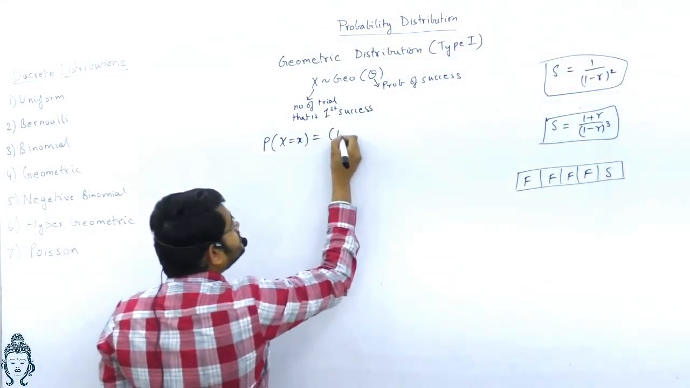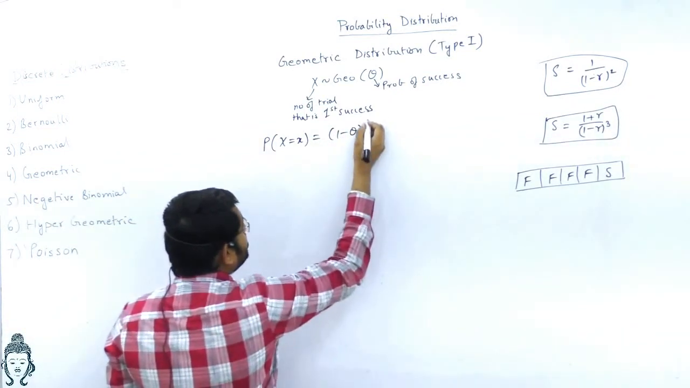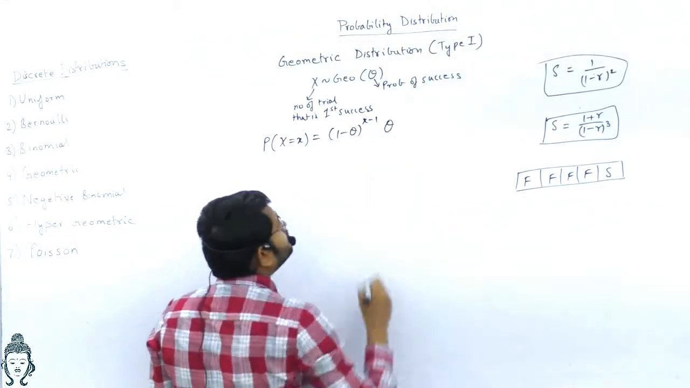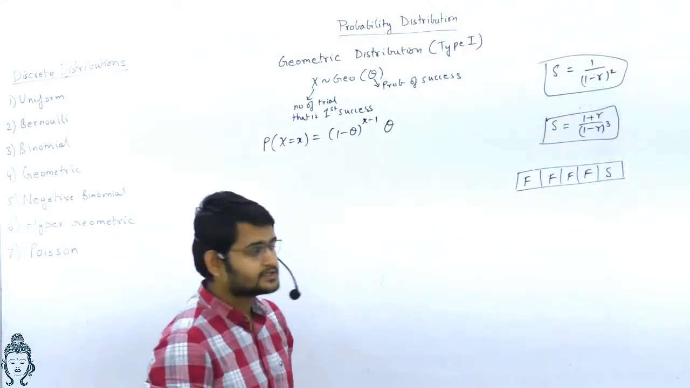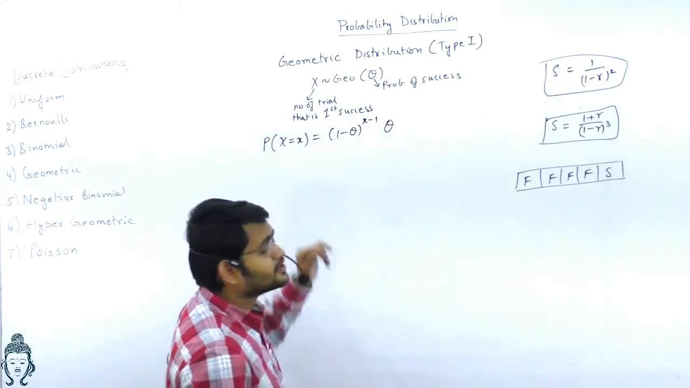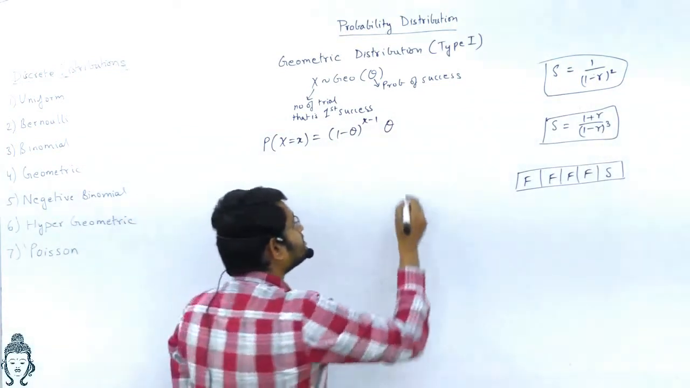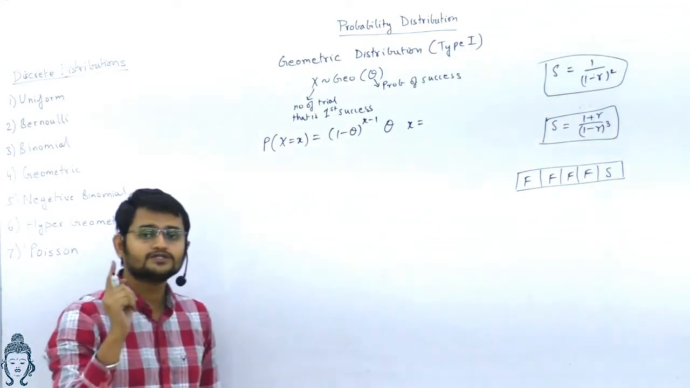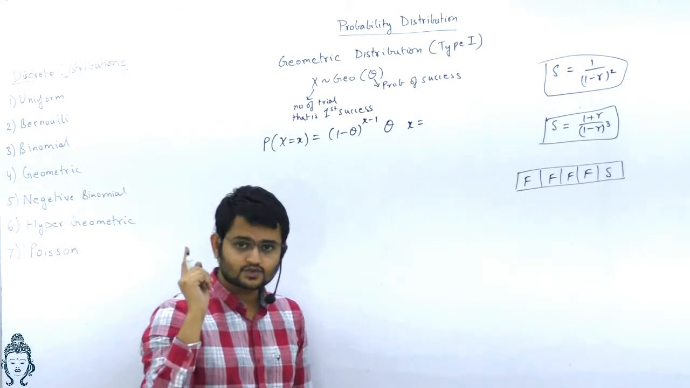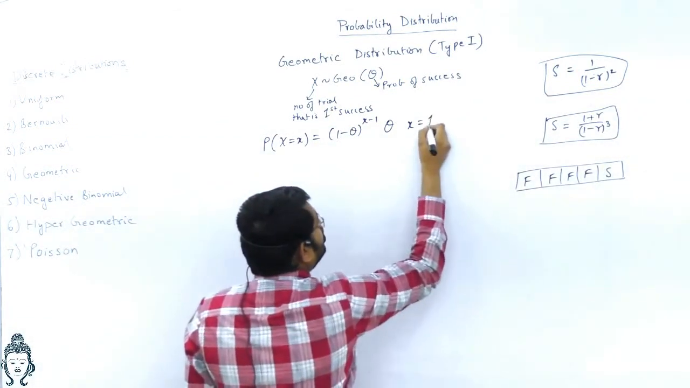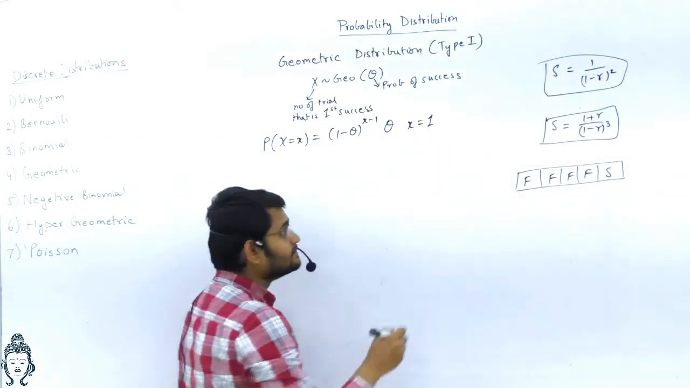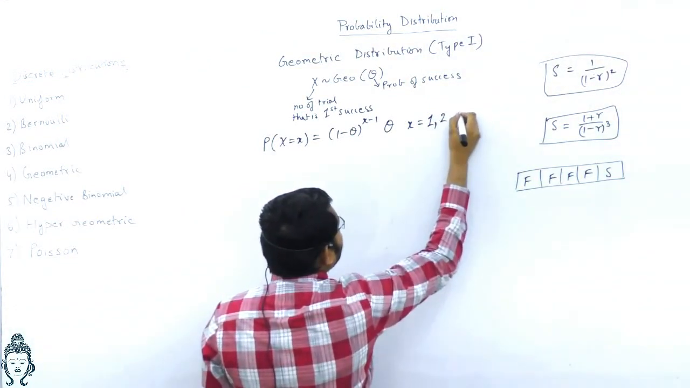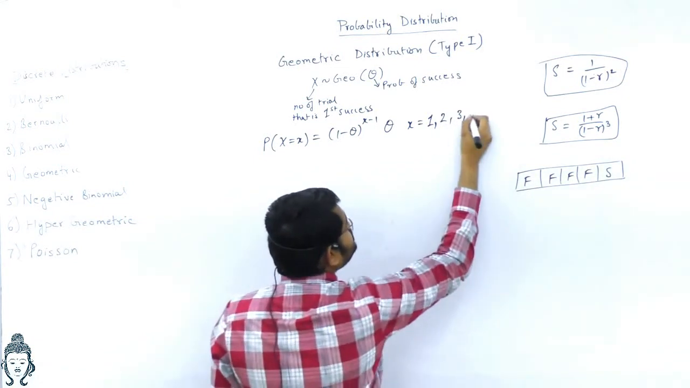I can say that is nothing but (1 minus theta), that means failure, to the power x minus 1 failures, and I have only one success, theta. Now what are the possible values of x? How many minimum trials do we need to get one success? We need at least one trial. So our minimum value is going to be 1. We can have one failure then a success.